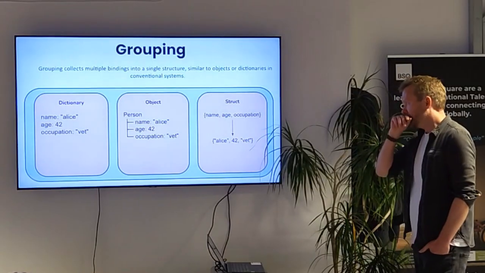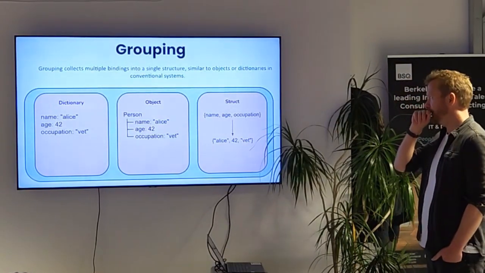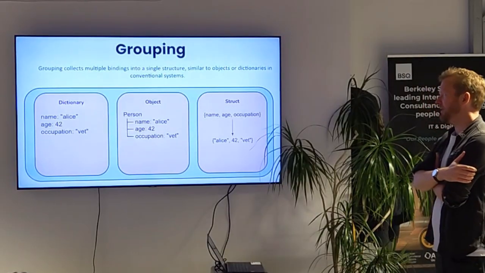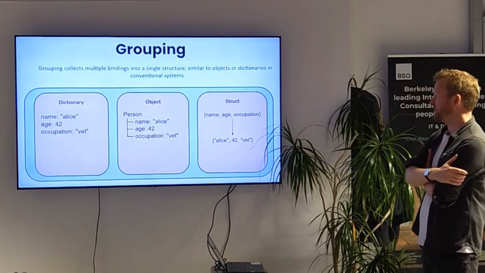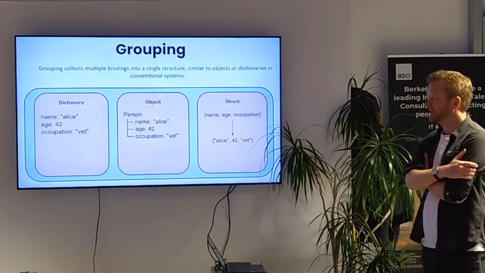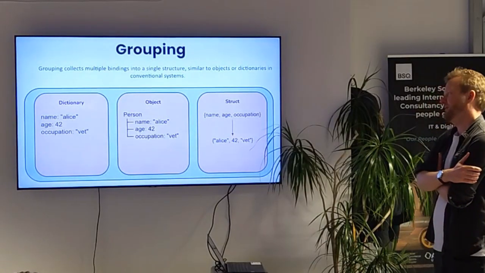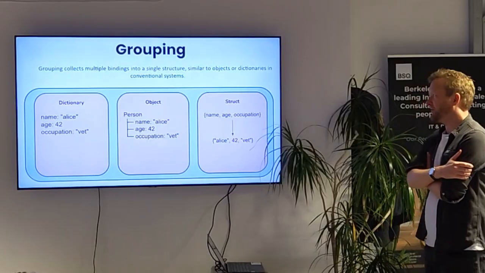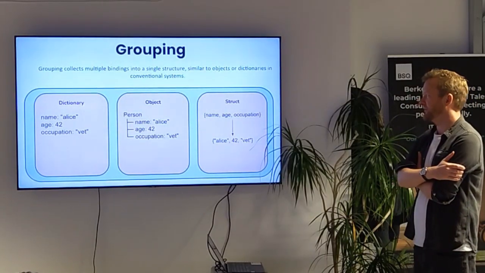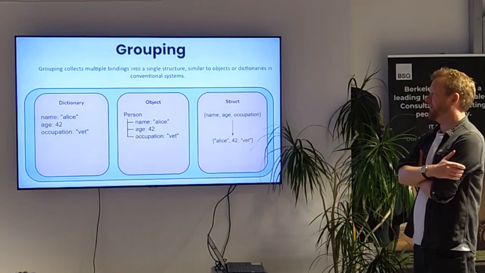Okay, the next thing we want to be able to do is group our bindings, right? We do groupings all the time in programming. We have a dictionary, we might have an object, we might have a structure, whatever it is. It can represent maybe a person, it could represent a graph, it could represent all sorts of things. But if we want to model things in code, then we need to be able to do this kind of grouping of our bindings.